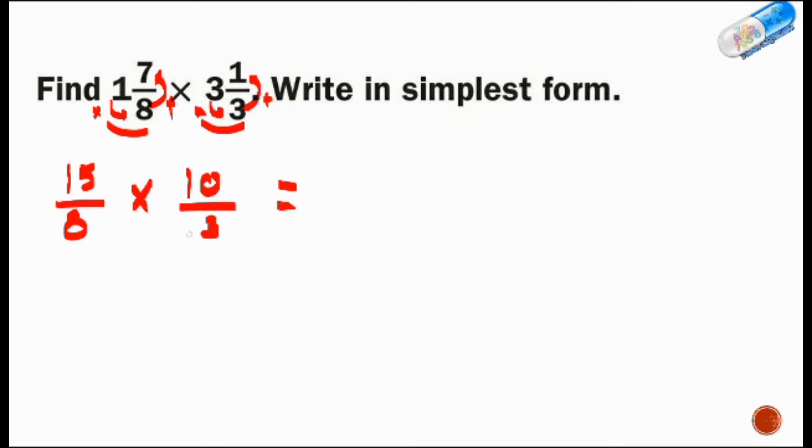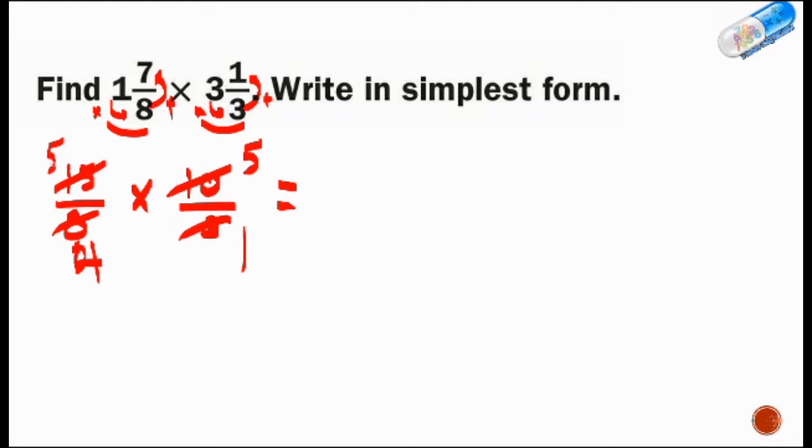Now you have 15 times 10 in the numerator and 8 times 3 in the denominator. Look here in the numerator, you have 15 and 10. And in the denominator, you have 8 and 3. Do you have any common factors between numerators and denominators? Yes, I have. Between 15 and 3, we can simplify by dividing both of them by 3. 15 divided by 3 is 5. And 3 divided by 3 is 1. And 10 and 8, the greatest common factor is 2. So divide 10 by 2, you get 5. Divide 8 by 2, you get 4.